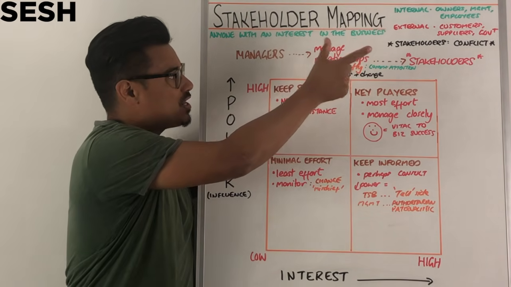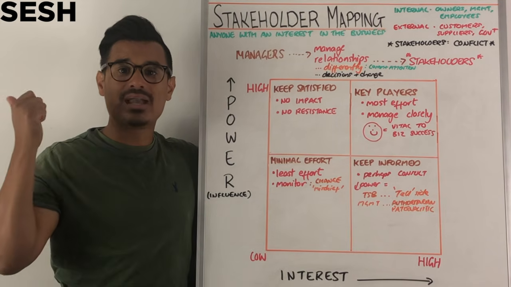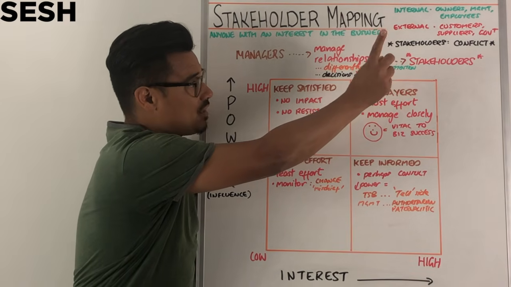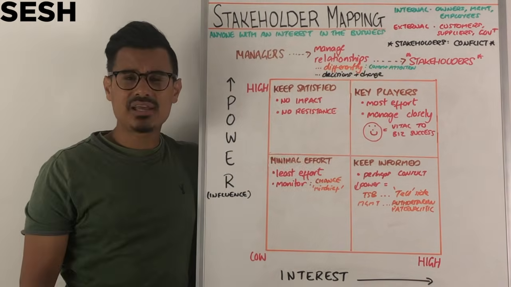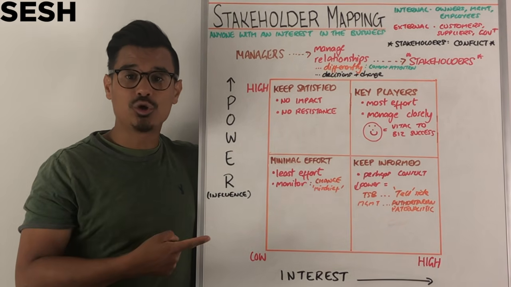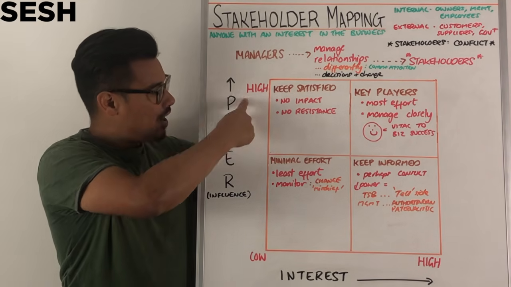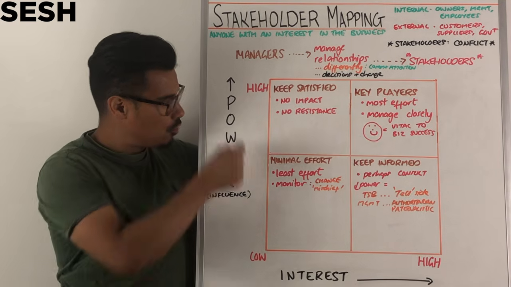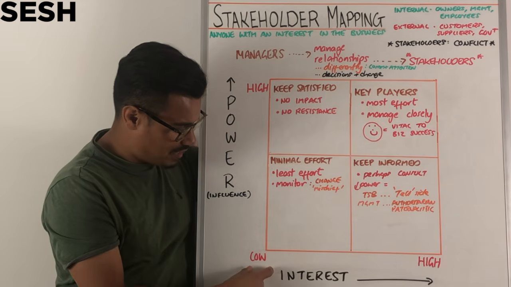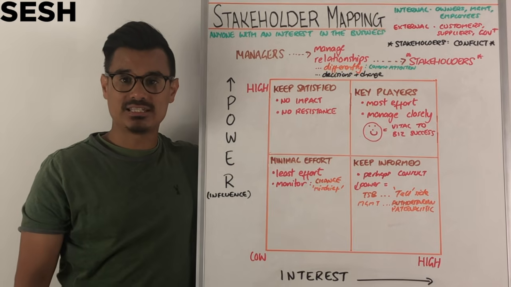So when we're talking about managing relationships differently, we're talking in terms of attention given to them and communication given to them. And that is how they will manage the relationships with their stakeholders. Now, stakeholder mapping can be broken down into one of these four quadrants here. So each stakeholder has high power or influence, or low power or influence, and they have either a low interest in the decision or high interest in the decision.